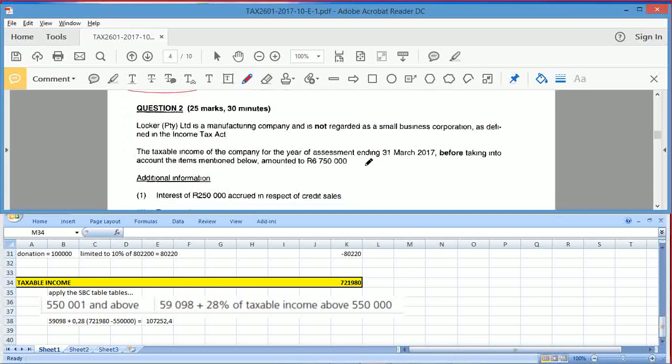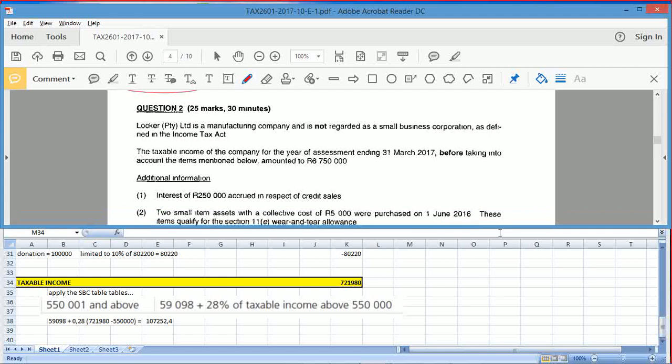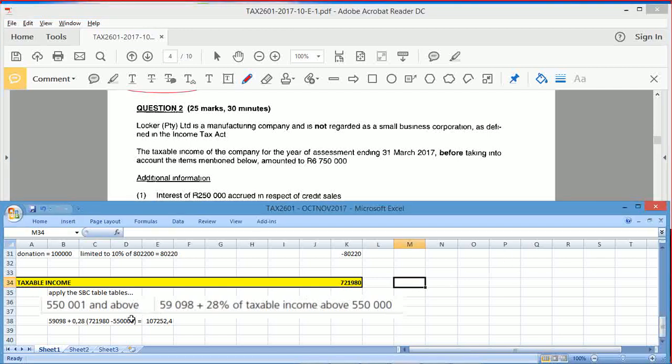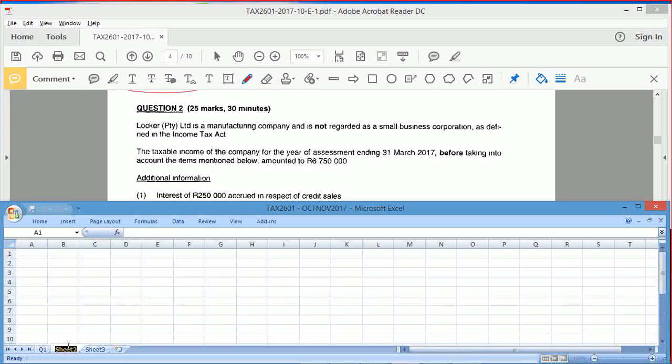All right, let's look at the next one. Okay, this is not an SBC. So it's actually similar to what we just saw, except it's a company now. Okay, that was question one. Question two.